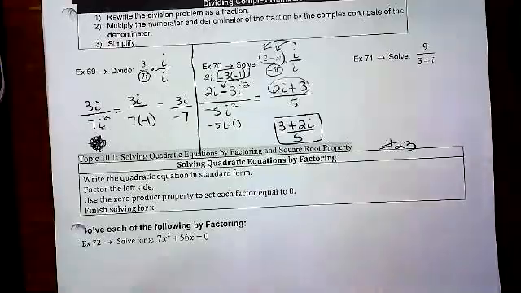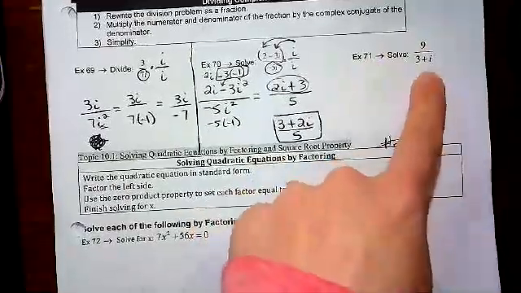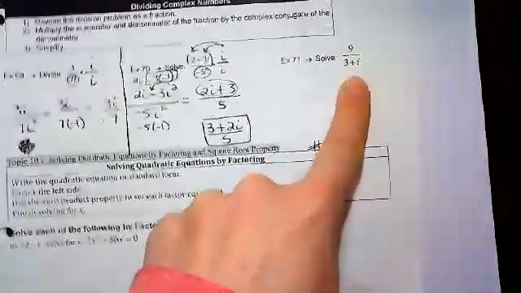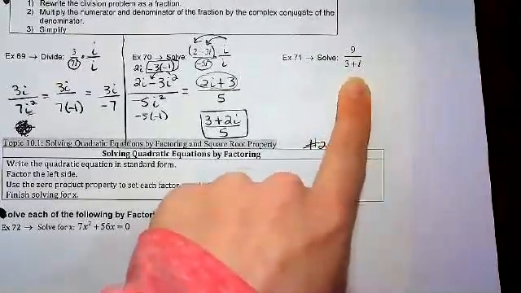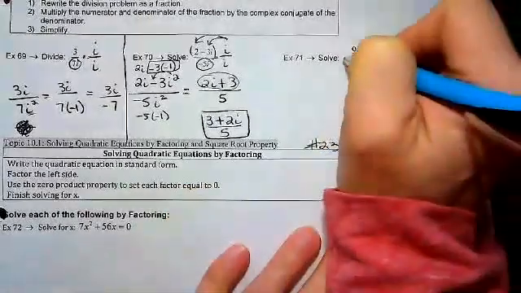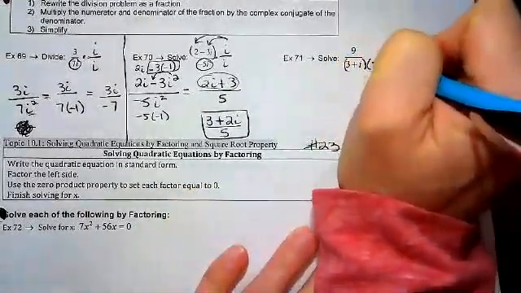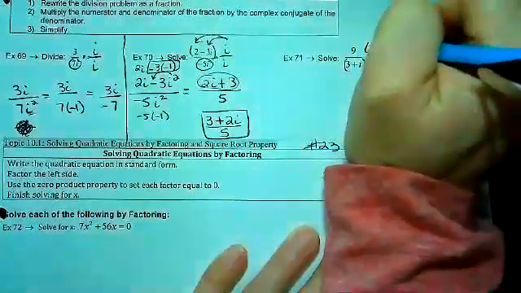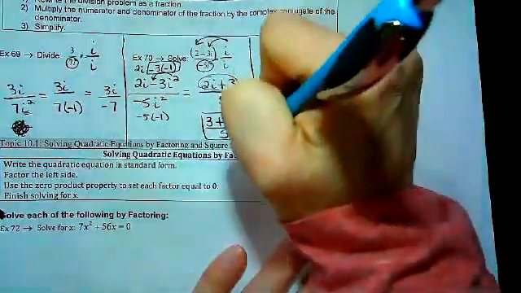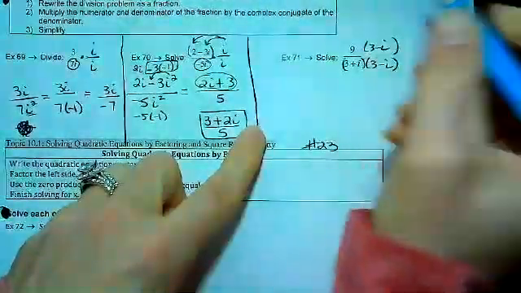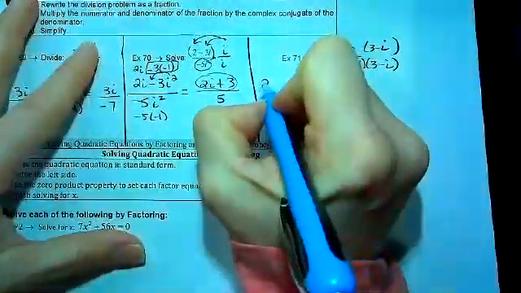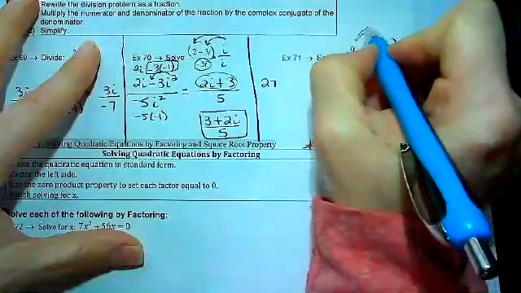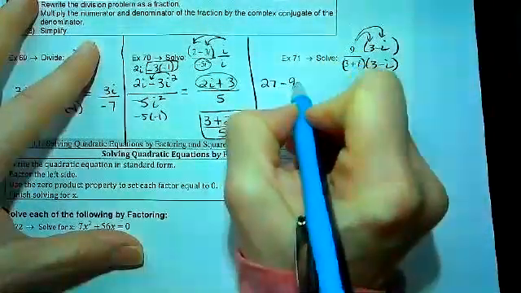Now, example 71, we could not multiply just times i, kind of reverting back to when you did that with radicals and you had a binomial that had a radical, you multiplied times its conjugate. So here we're multiplying times 3 minus i. So in the top, you are distributing. 3 times 9 is 27, and 9 times a negative i is a negative 9i.